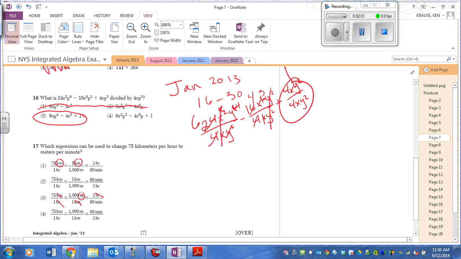So you end up with meters per minute. That looks pretty good. Let's see, this hours can't cancel with this hours. So here's the right answer. That's a really tricky question. But basically what you have to do is just make sure the units cancel.